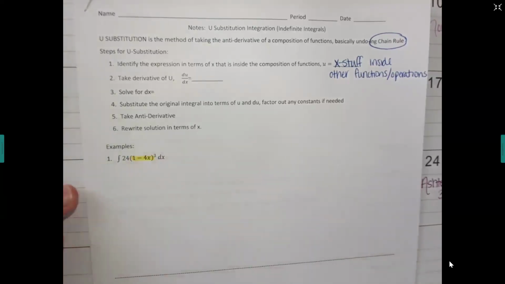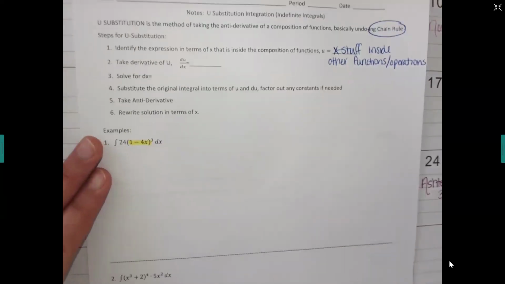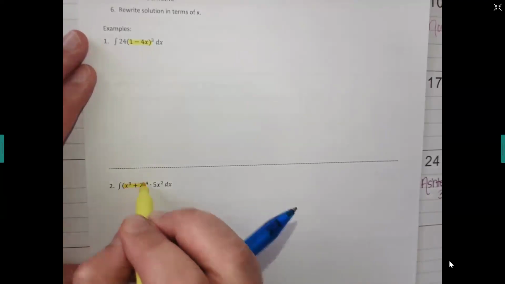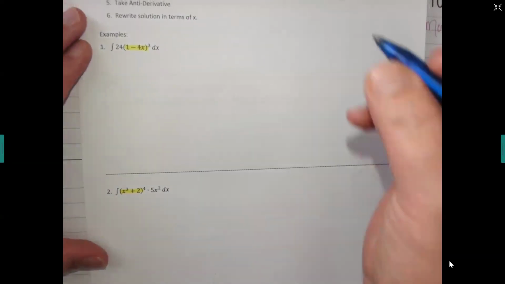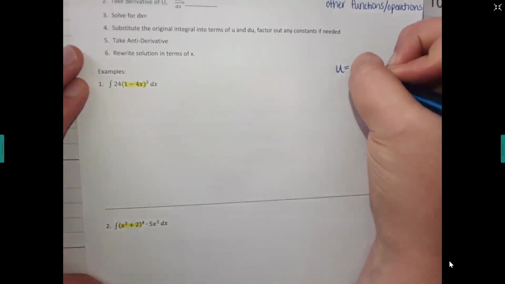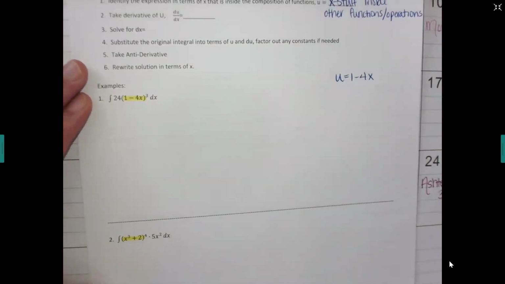Okay, look at the one below that. What do you guess the core is? X cubed plus 2. Okay, and the reason why is that it has to be inside other stuff. So like on this one, I'm not picking the 5x squared because it's not inside anything. So the first thing you're going to do is pick your u. I picked 1 minus 4x for the first one.